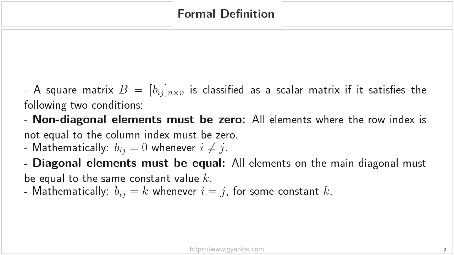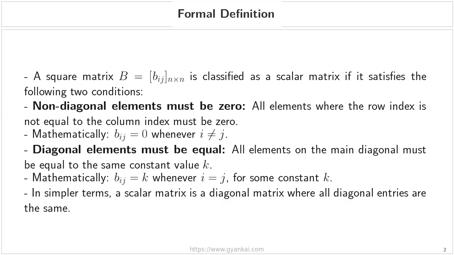Second, the diagonal elements must be equal. This requires that all elements located on the main diagonal be equal to the same constant value, which we represent as k in mathematical terms. B sub ij equals k whenever i equals j, for some constant k. In simpler terms, you can think of a scalar matrix as a diagonal matrix where all the diagonal entries are identical. With this formal definition in mind, we can now proceed to the next slide, where I will show you a step-by-step process to identify whether any given matrix is a scalar matrix.